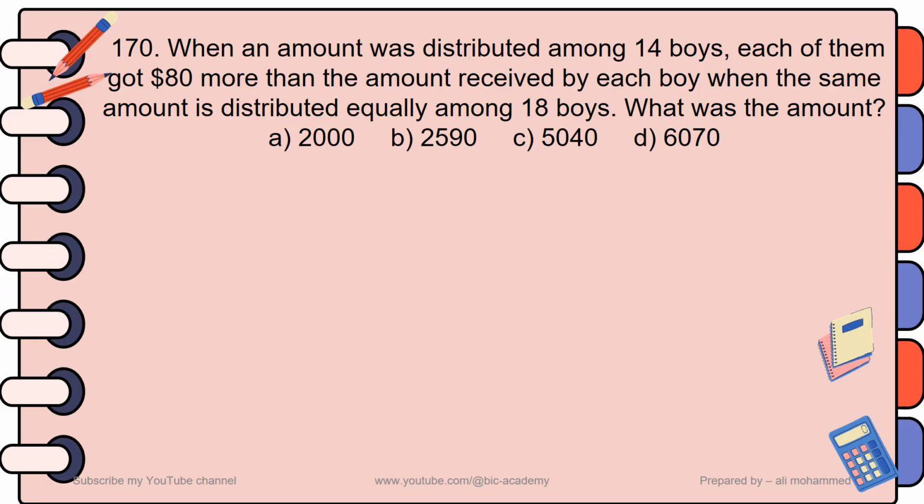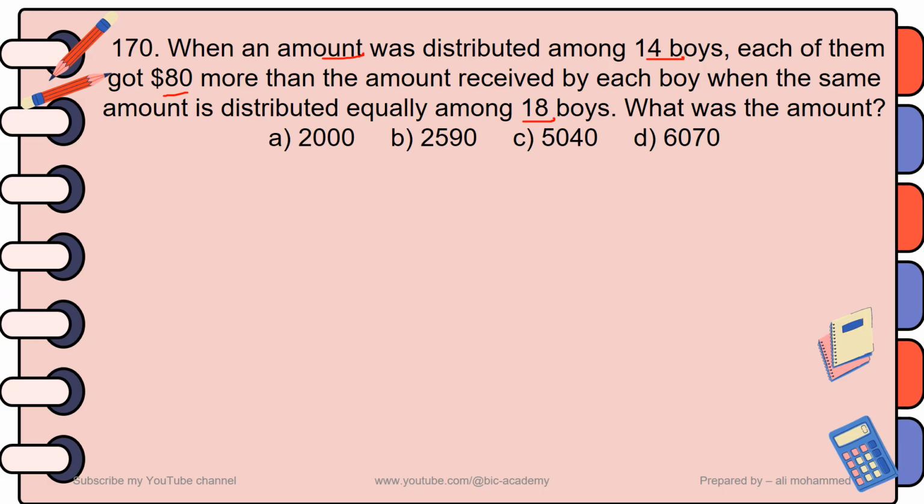Now what it says is that there is a certain amount of money and it is distributed among 14 boys, and each boy gets $80 more than the amount received by each boy when the same amount is distributed equally among 18 boys. So what is required here is to find the amount of dollars. A. 2,000, B. 2,590, C. 5,040, D. 6,070.